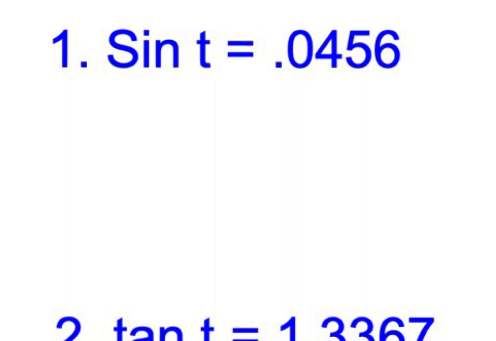I'm told that sine of t is equal to 0.0456. Now, again, what we have to do is find our reference angle, find the quadrants, and then find the angles with those reference angles in the quadrants we'd like. So first, I'm going to work on finding the reference angle.